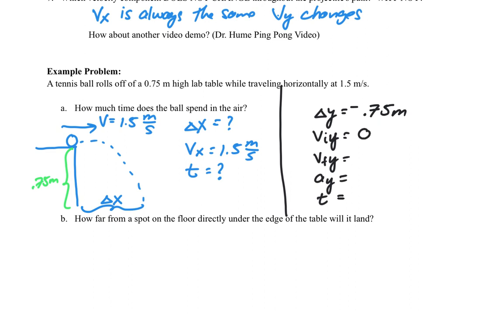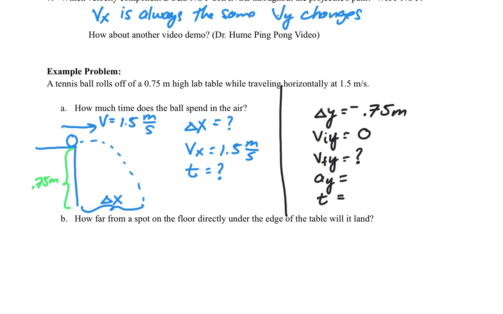I also know my initial velocity in the y direction is 0, because all of that 1.5 meters per second was directed to the horizontal. You might be tempted to put that the final velocity in the y direction is 0 as well, but it's not. It does not hit the ground with 0 velocity. Projectiles will not hit the ground with 0 velocity. So I put question mark.